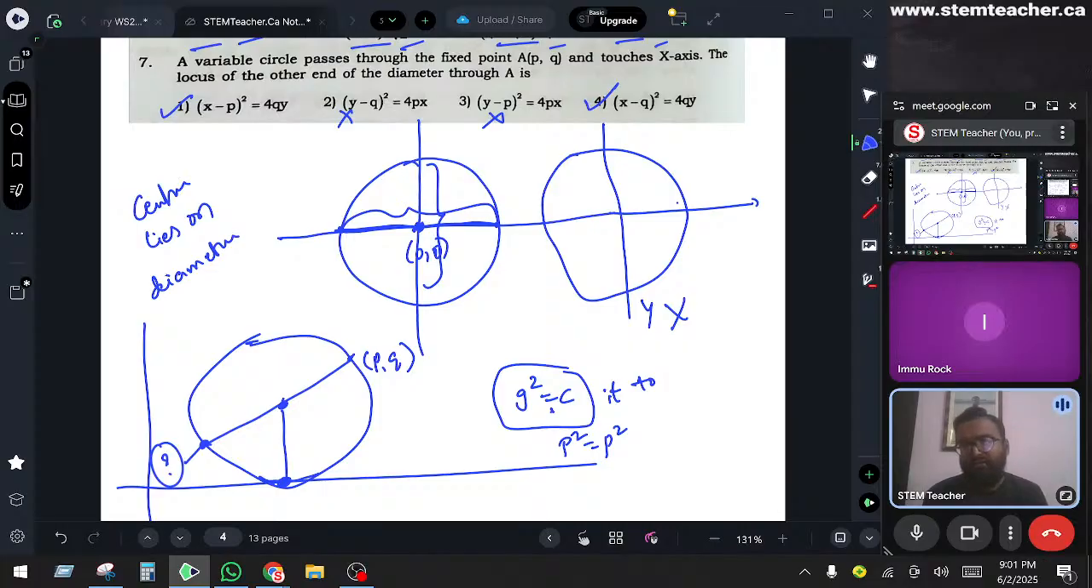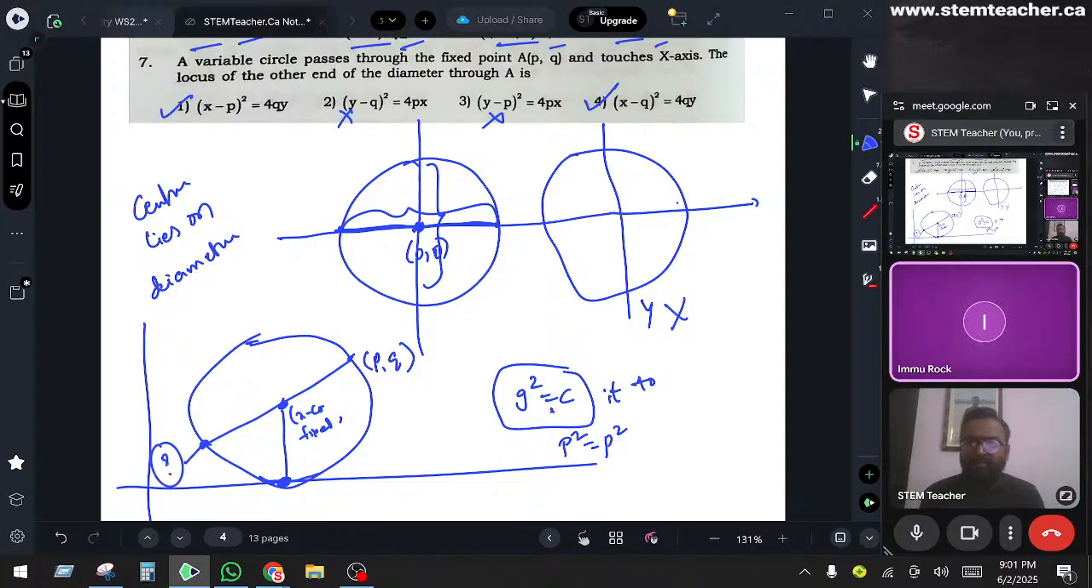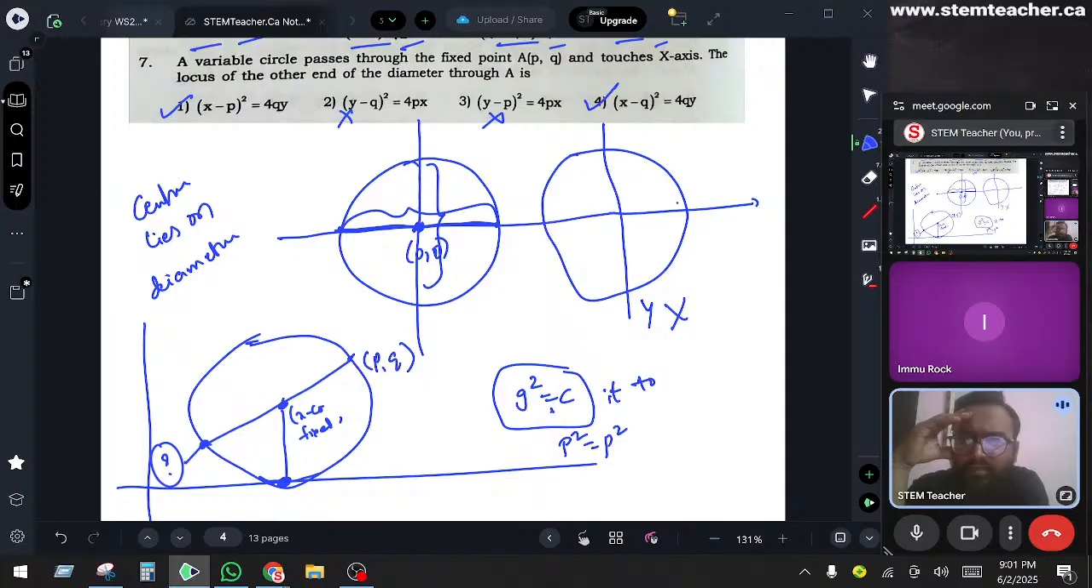then x coordinate is fixed. Y coordinate could vary. And this is the diameter. Able to get any idea? Unable to get any idea.